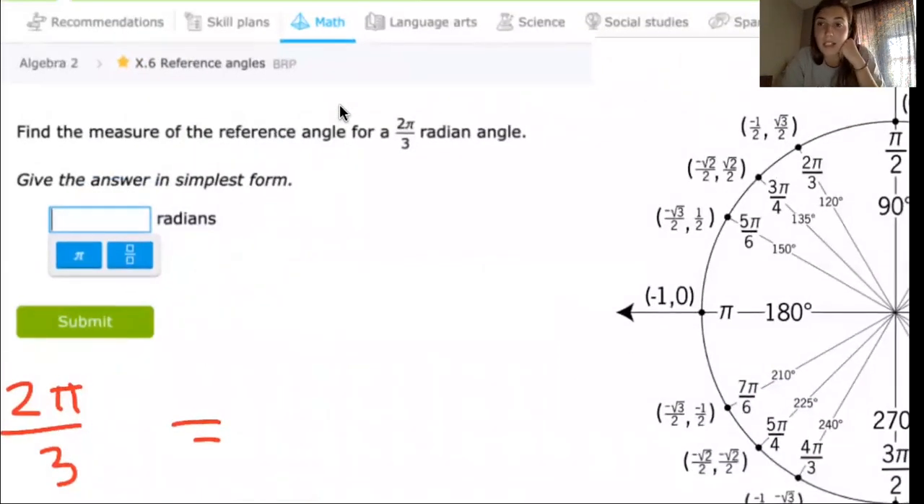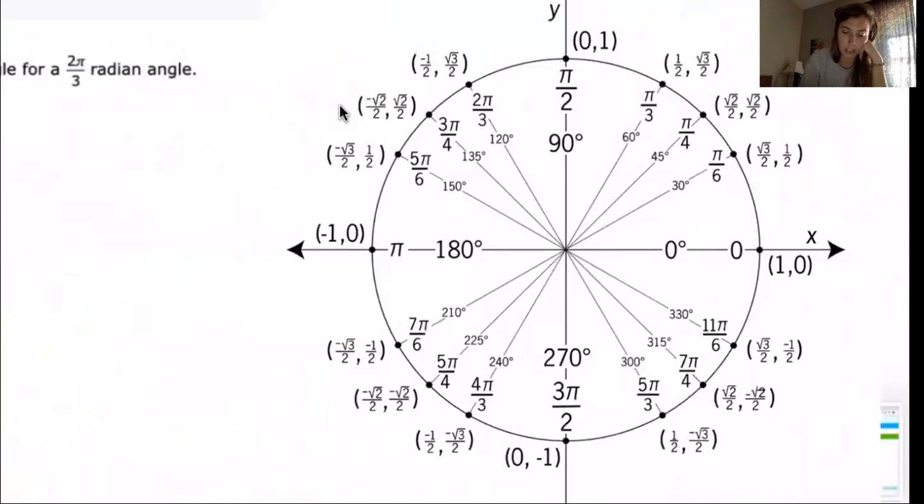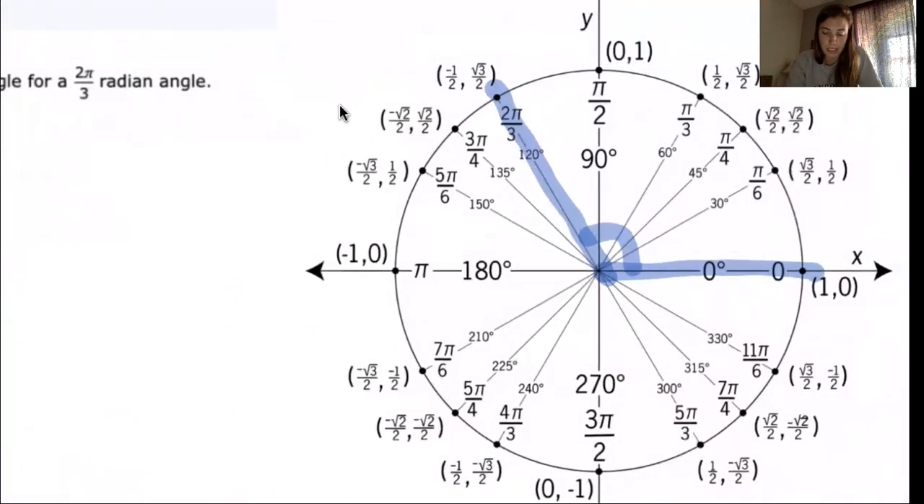So what's the reference angle for a 2 pi over 3 radian angle? So let's first find, I need to look at my unit circle, let's find where 2 pi over 3 is. Do we see it? Ah, there it is. So there's my initial, 2 pi over 3 is right there. So that means I'm talking about this angle here. Is it going to be quickest for me to get to the x-axis by this way or by that way? Obviously, the first way is the faster or shorter way to get to the x-axis.